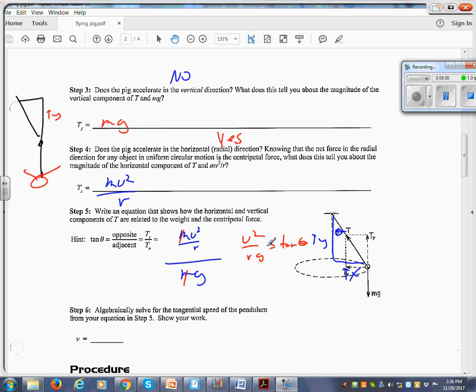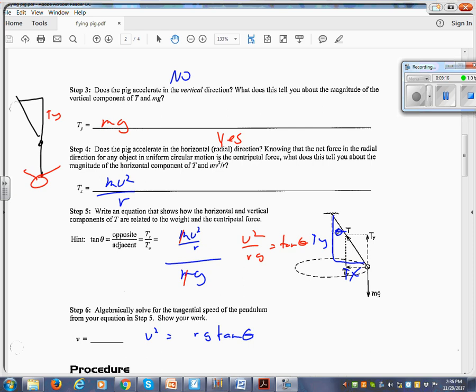Okay, so step 6 says algebraically solve for the tangential speed of the pendulum from your equation. So what they're saying is solve this for v. Okay, so v squared is going to equal rg tan theta, right? Which is the latest droid in the upcoming Star Wars movie.